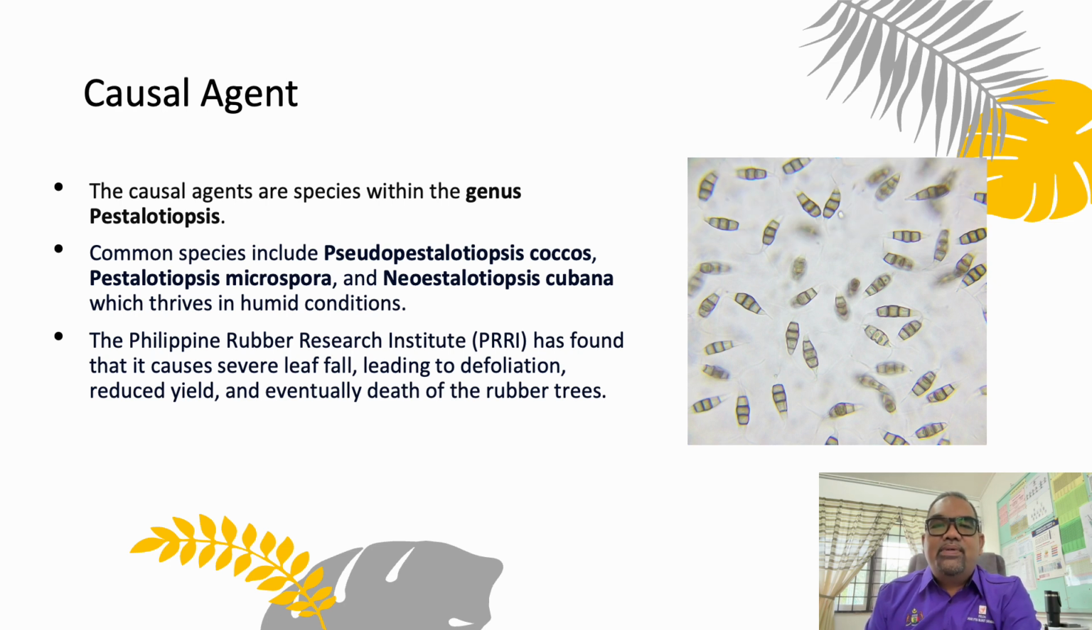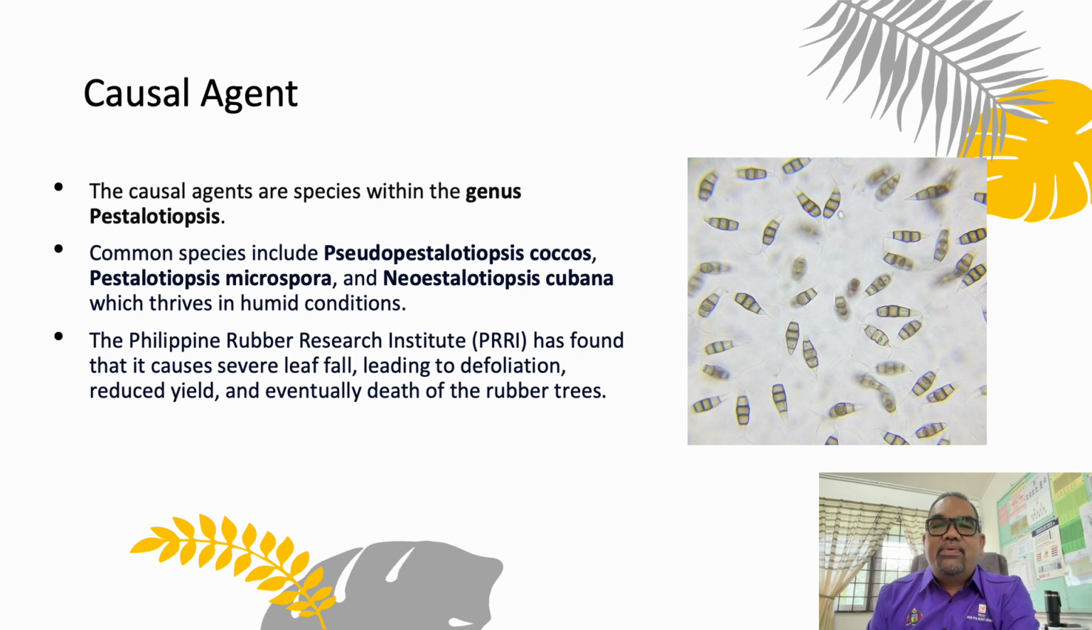Let's delve deeper into the causal agent of Pestalotiopsis leaf-fall disease. This disease is primarily caused by species within the genus Pestalotiopsis, notably Pseudopestalotiopsis coccus, Pestalotiopsis microspora, and Neopestalotiopsis cubana. These species are particularly prevalent in humid environments, which create ideal conditions for their growth and spread.